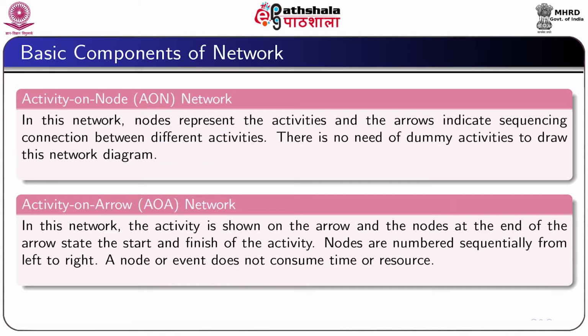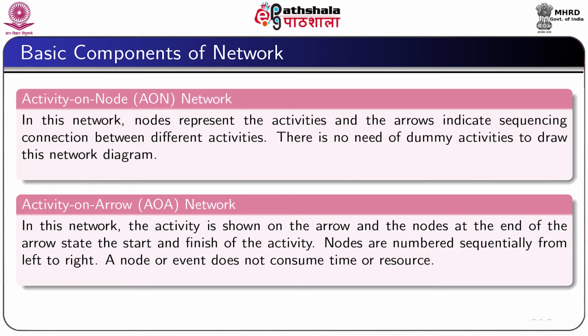Activity on node, that is AON network. In an AON network, nodes represent the activities, and the arrows are used to indicate sequencing connection between different activities. So, there is no need of dummy activities, and the diagrams are easy to draw and interpret.